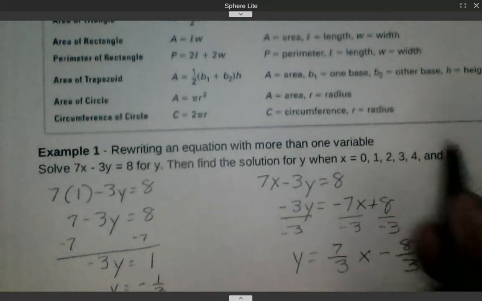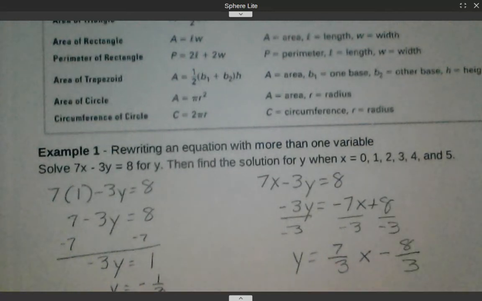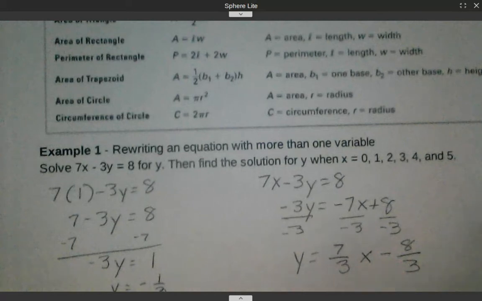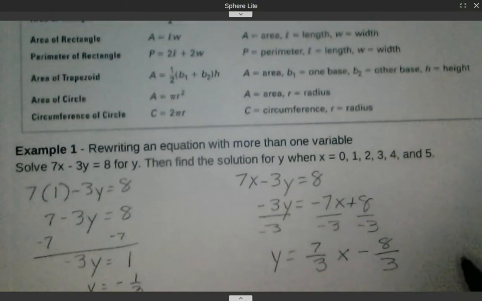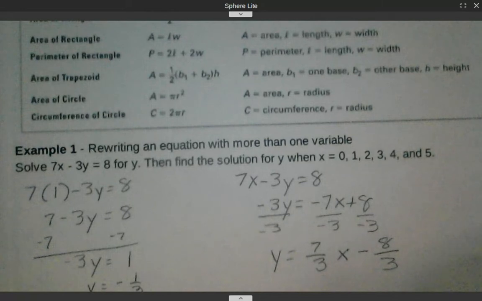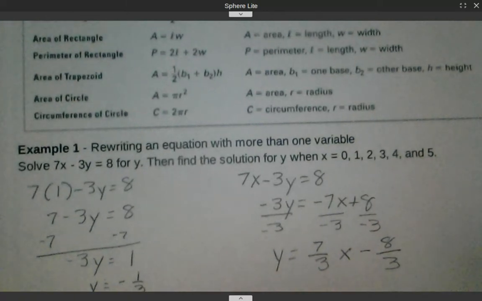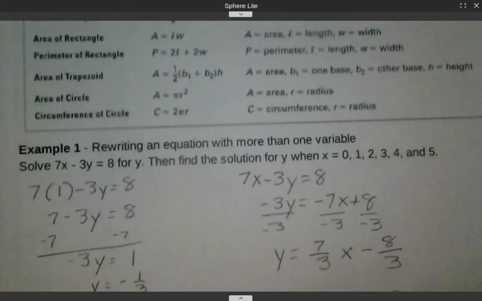y is equal to, well, we'd have to actually do the work for this. So it'd be 7/3 minus 8/3, so that would be negative 1/3. When x equals 2, y would be equal to 14 over 3 minus 8, which would be 6 over 3, which would be 2.